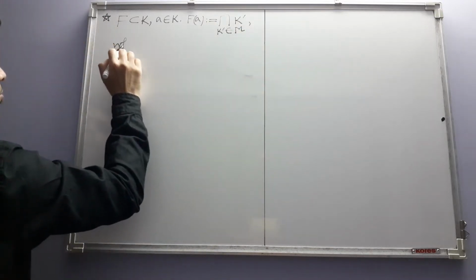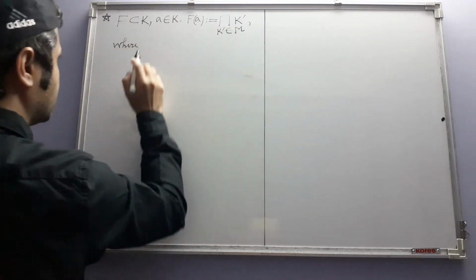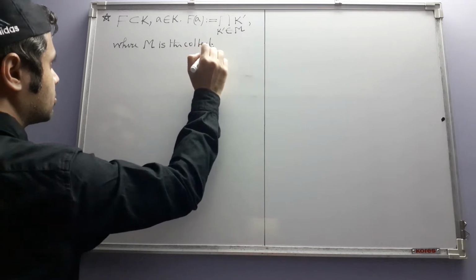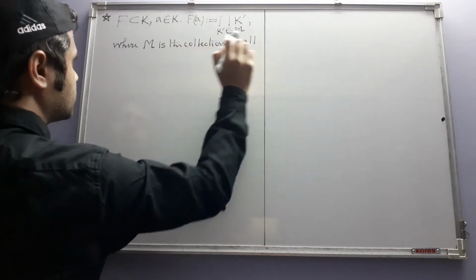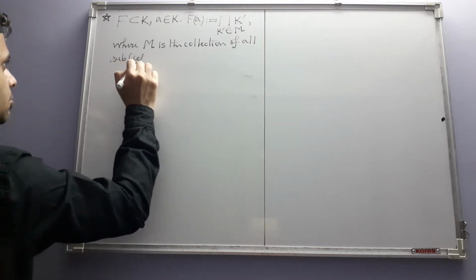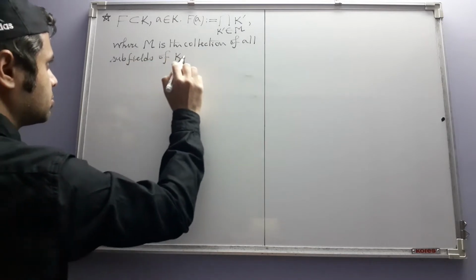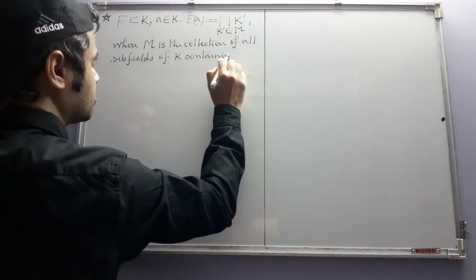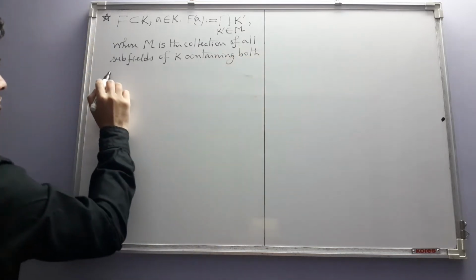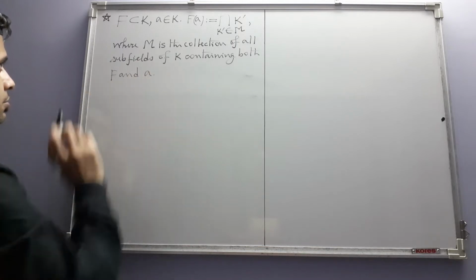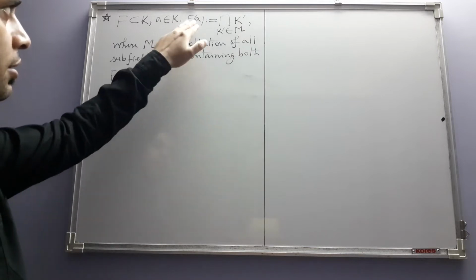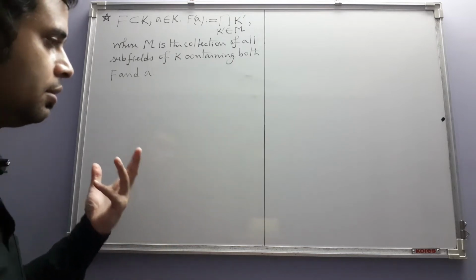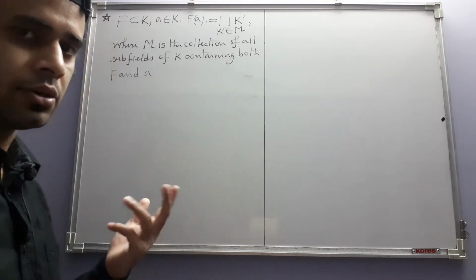Where FA is defined to be an intersection like this, where M is the collection of all subfields of K containing both F and A. We have seen that this FA actually is itself a subfield of K which contains both F and A, and as such the name we have given to it, namely the smallest subfield containing both F and A, is justified.